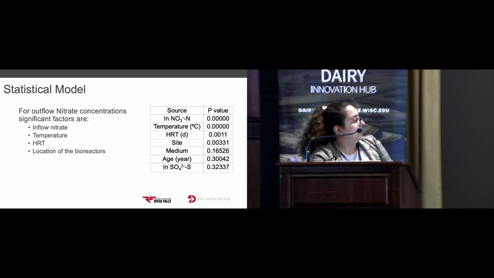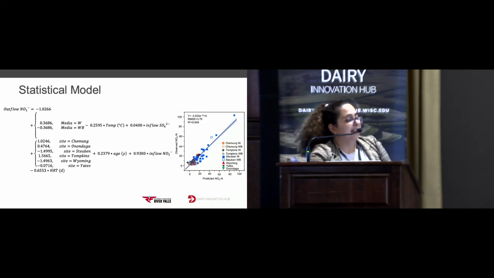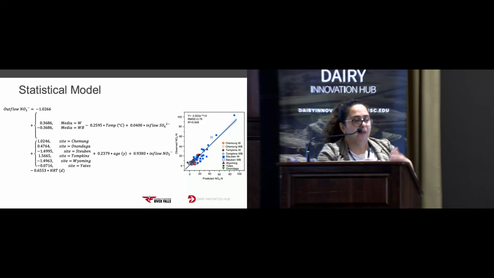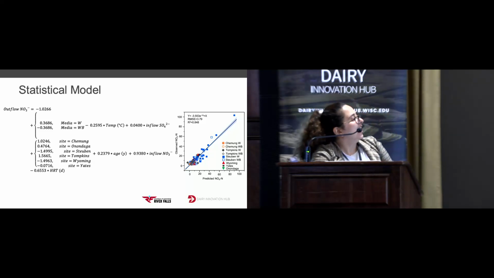And as anticipated, sulfate concentrations at the influent did not have an impact. And then you get to do some sort of statistical models, and you can come up with these equations and anticipate what you're going to get at the effluent of these reactors. The important part is that you can anticipate, with a very good R squared, like 84%, what is going to be coming out of these reactors.